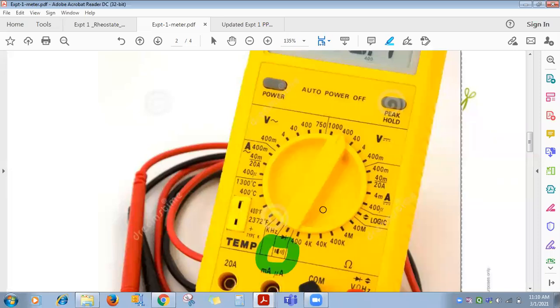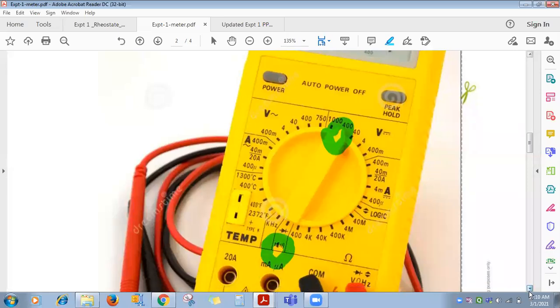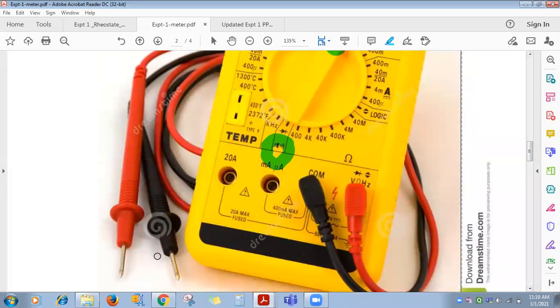That is called the continuity test. For that, this knob, see, there is a line here. This knob you can move clockwise, anti-clockwise. Put this knob on the speaker symbol, and hold the wire across the 2 probes. Okay, hold it across these 2 terminals of the probes. If it beeps, it means the wire is continuous. If it doesn't beep, then the wire is not continuous.